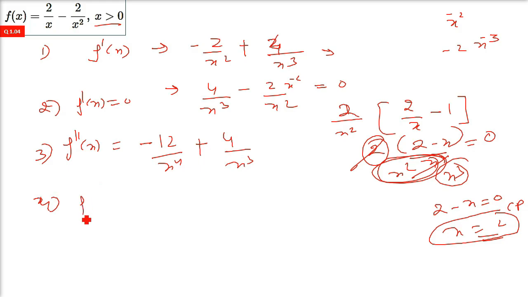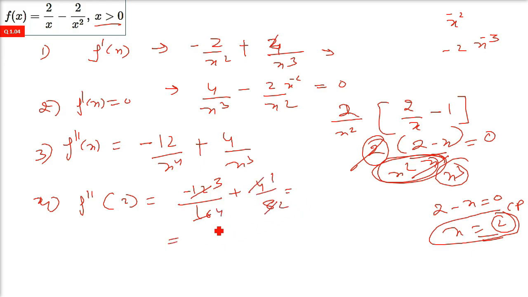And then in f double dash, we are going to place x as 2. So I'm now replacing x by 2 here. So minus 12 divided by 2 raised 4, 4 divided by 2 raised 3. So when you simplify it, you can see that there will be certain value. Let us simplify it by 4. So you get 3 by 4, and this is 1 by 2. 1 by 2 minus 3 by 4. So 4 minus 6 by 8. You get negative 2 by 8, that is negative 1 by 4.